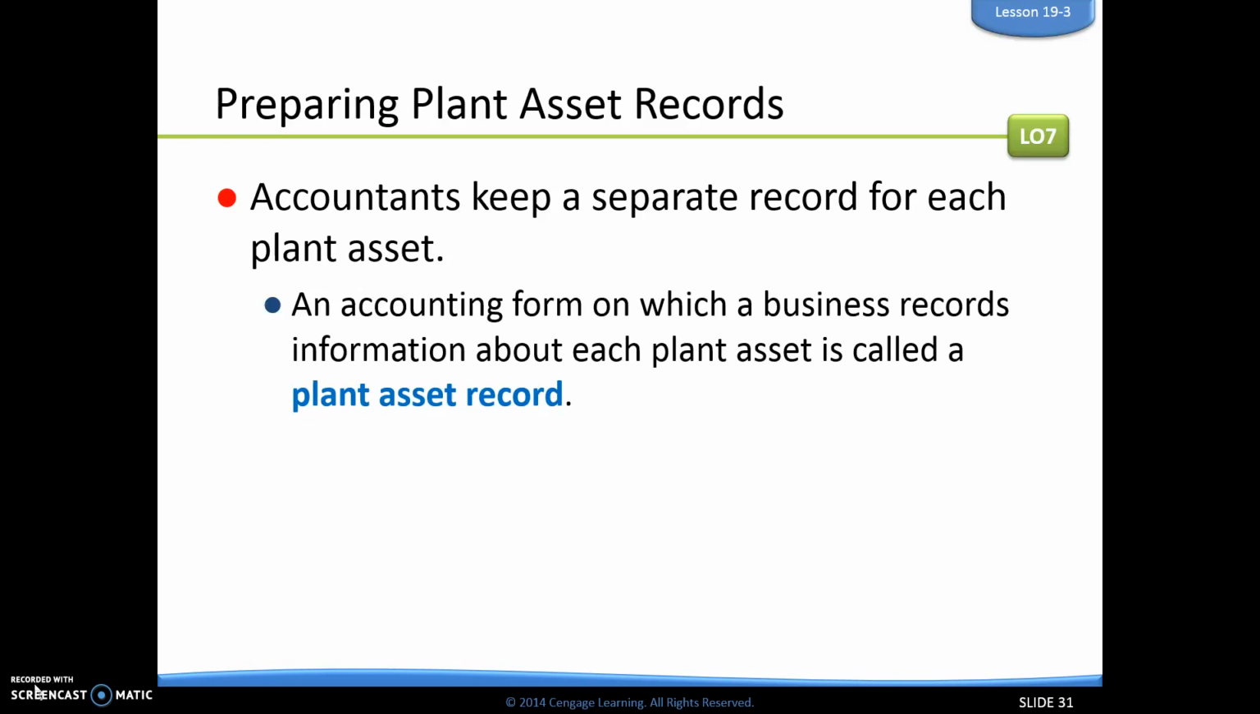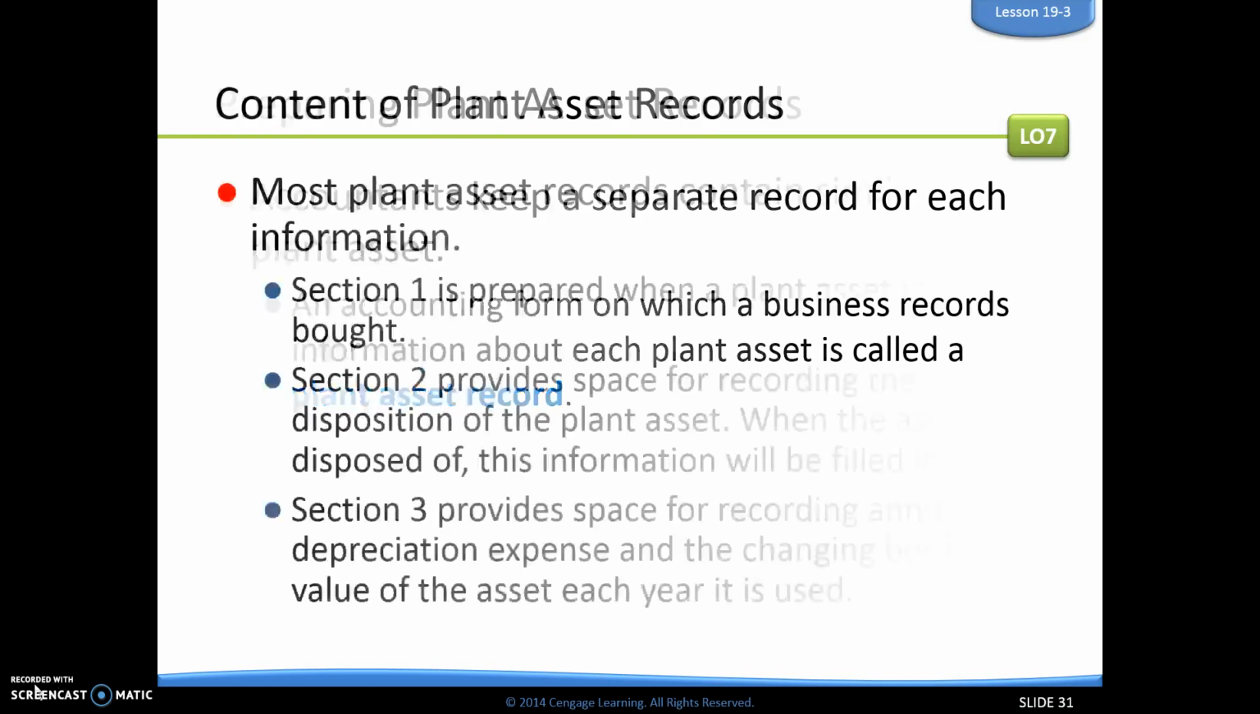So, as we talked about already in our last section, accountants want to make sure that we keep separate records for each plant asset. So we have a specific form, it's called a plant asset record, and it's an accounting form where our business records information about each plant asset.